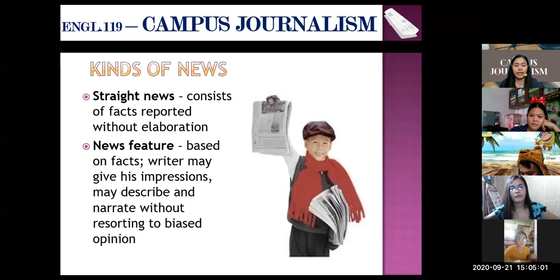Okay. All right. So what are kinds of news? This is just a review. Straight news consists of facts reported without elaboration. What, when, where, how, and why, and then other important information.